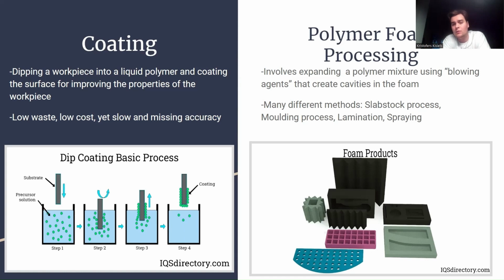polymer is expanded into a foam-like structure using blowing agents, and that creates cavities in the foam. A typical blowing agent could be CO2, air, or water. There are three main methods by which polymer foam is created: the slab stock process, molding process, and lamination and spraying. It oftentimes creates foam-like polymers that are very good for either insulation or protection, like protecting different things from damage, and packaging.